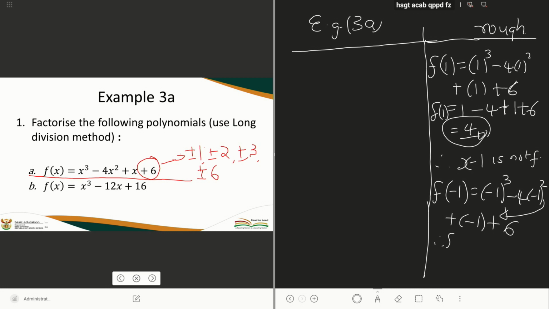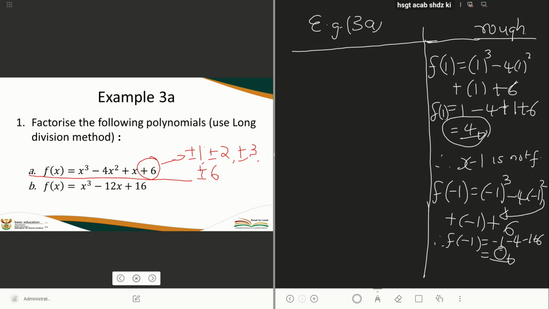Therefore, what is your f at negative 1? It's negative 1 cubed. It's going to be negative 1 minus 4 times 1 minus 4 minus 1 plus 6. Therefore, what is your f at negative 1? Your f at negative 1 is giving you what? 0. Minus 1, minus 1, minus 1 is giving you 0. Then you can stop right there.